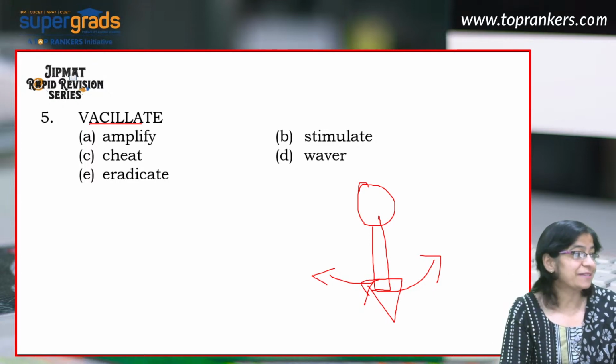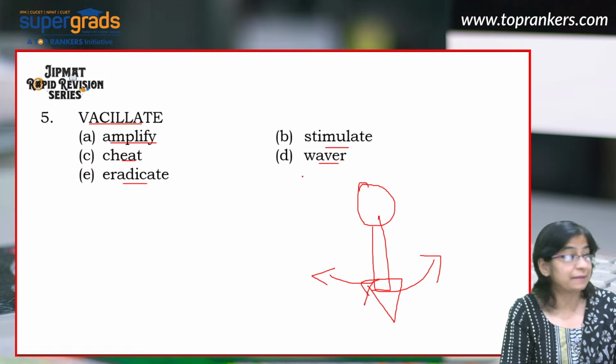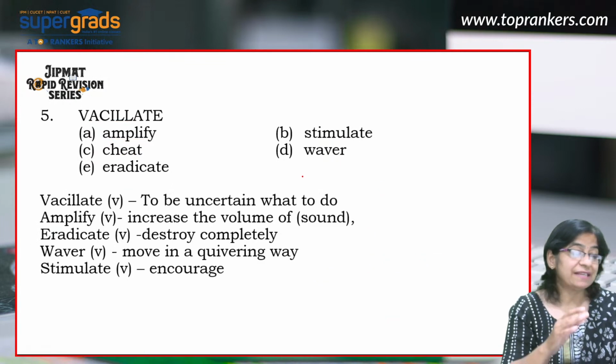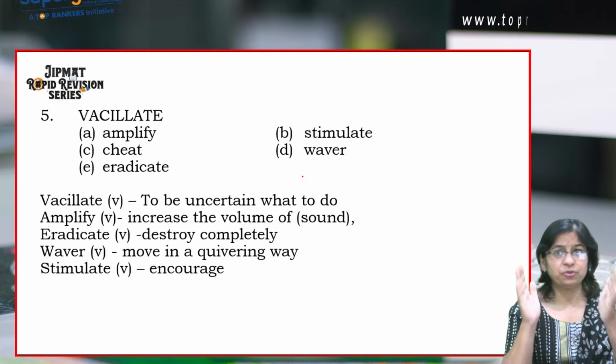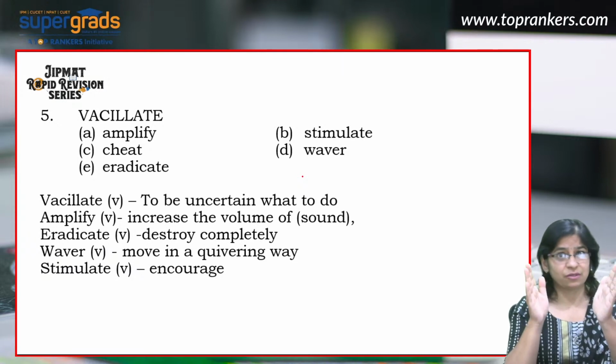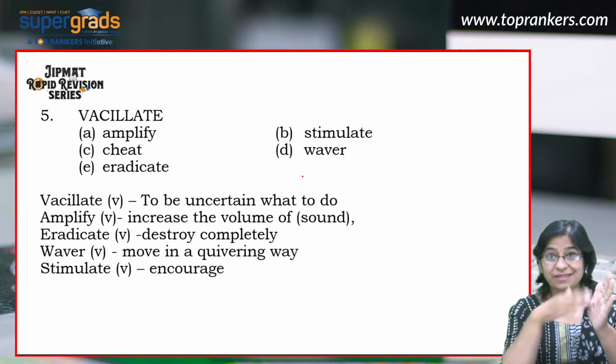Let's look at the answer choices. So is it amplify? Is it cheat? Is it eradicate, stimulate, or waver? Let's understand the meaning now. Now, see, vacillate is you're uncertain. So you have two choices. You can't decide this choice or this choice. So you're vacillating between two choices, moving to and fro from two or more choices.